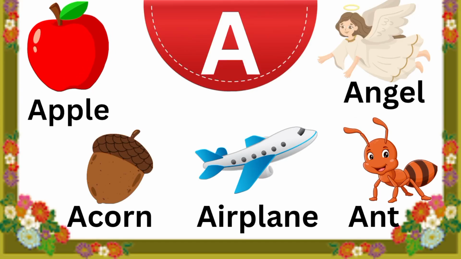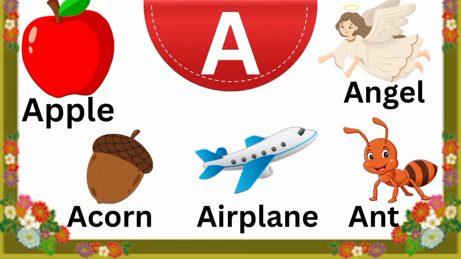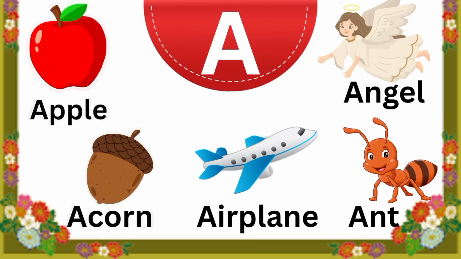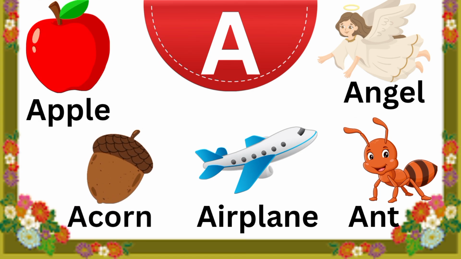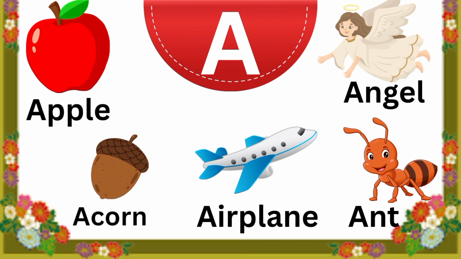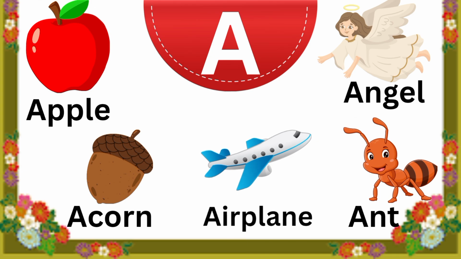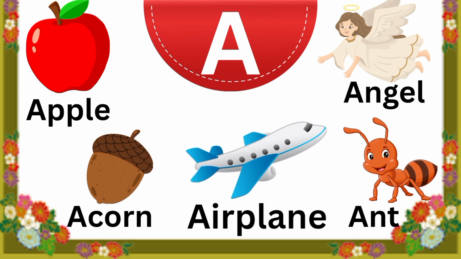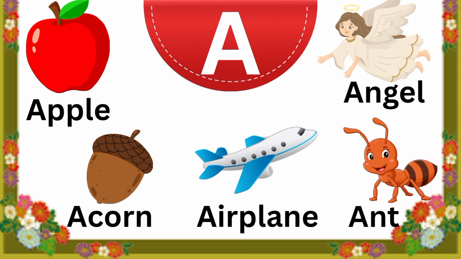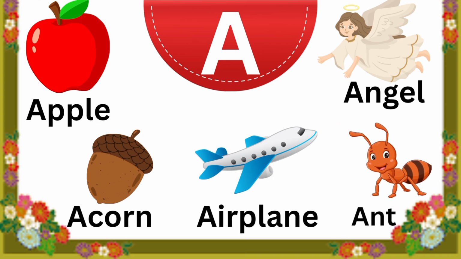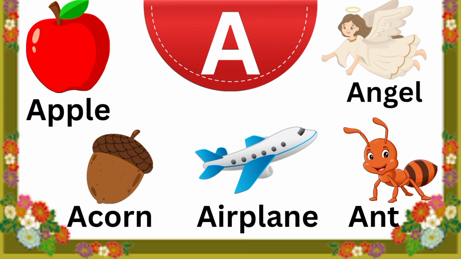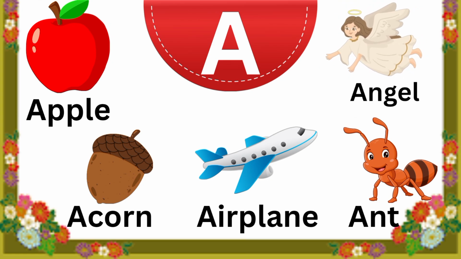A is for apple, apple. A is for acorn, acorn. A is for airplane, airplane. A is for ant, ant. A is for angel, angel.